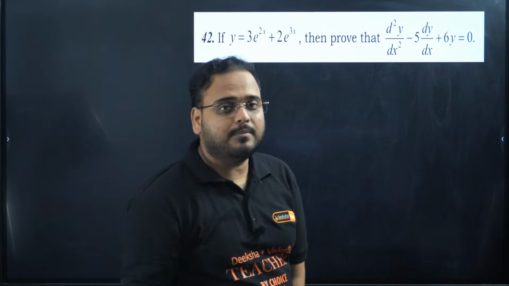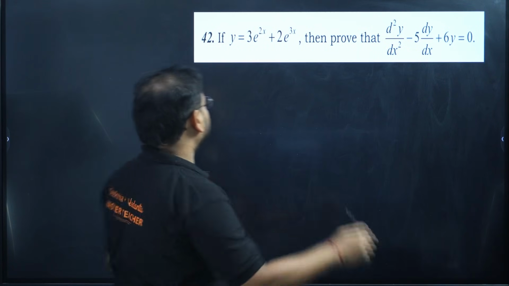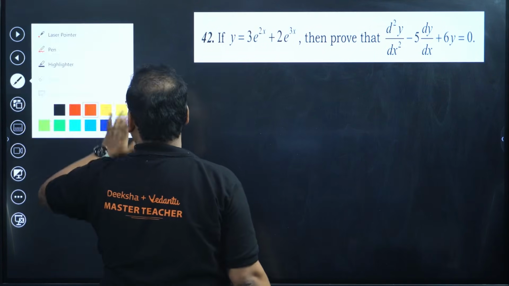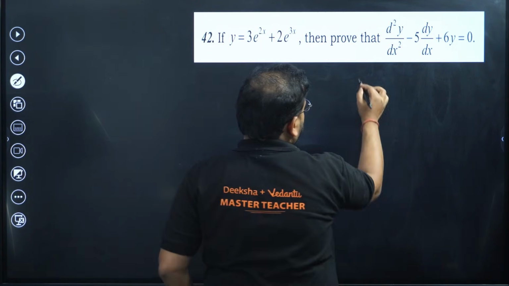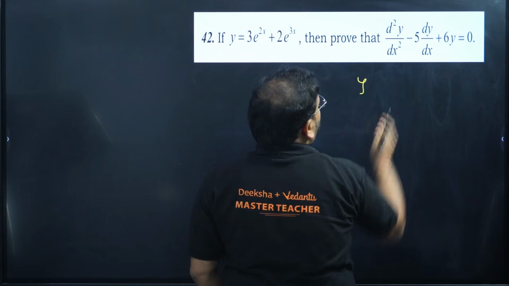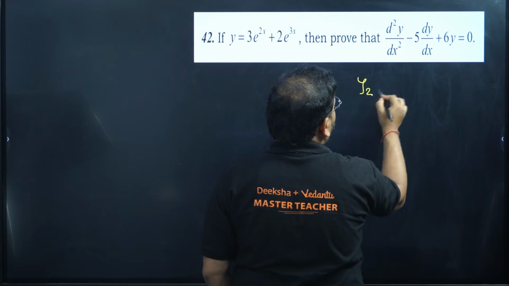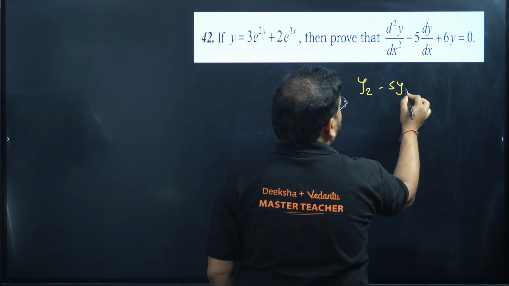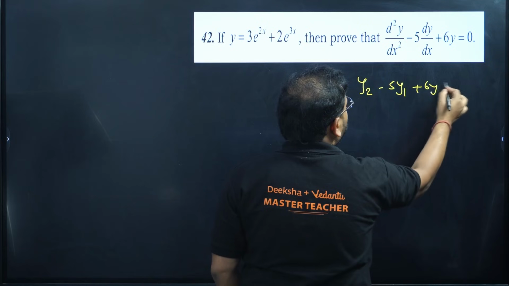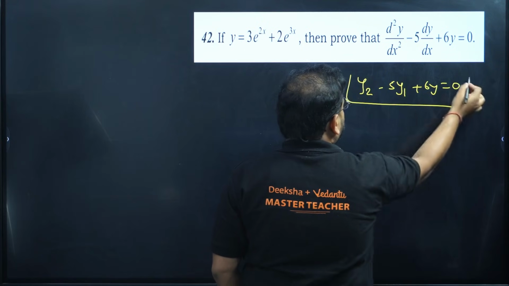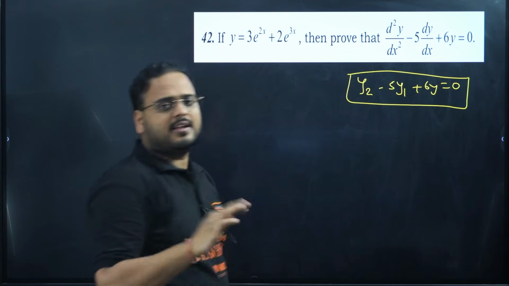Second derivative question. Second derivative problem. Difficult? Not at all. Just find the second derivative using the exponential function. We'll see. From here first, find the first derivative. They have written here y2 minus 5y1 plus 6y is 0. They have written this one only, right? Let's find y1 first.